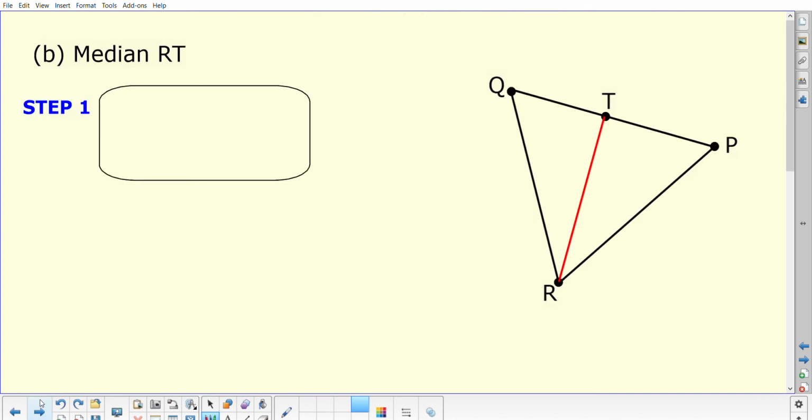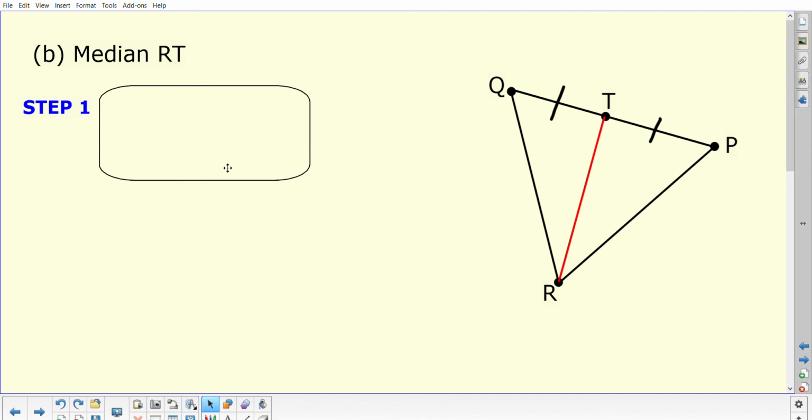Part B is the median. Now again, I've drawn out the triangle here, and I've drawn in the median RT. So what's special about a median? What do we know about a median? Well, we know that this point T, median meaning middle, means I should put 2 little dashes in there. What I don't put in is anything to do with perpendicular lines, no little square corners or anything. That's not the case here.